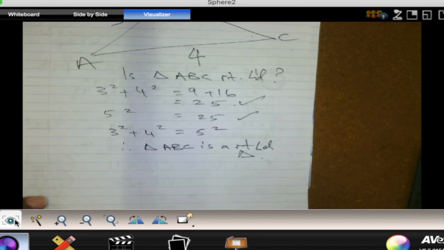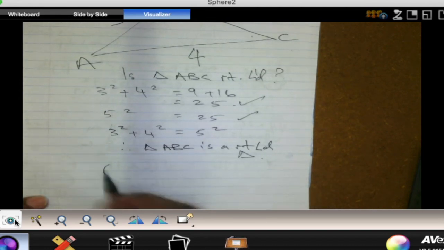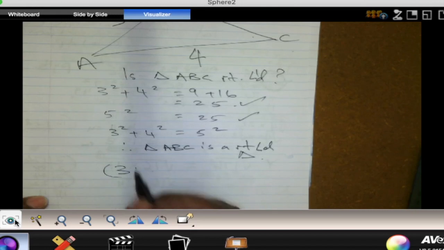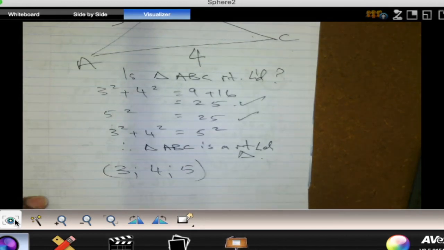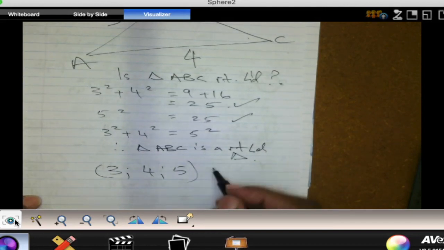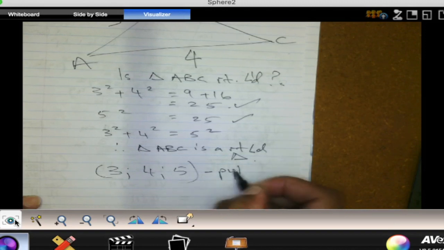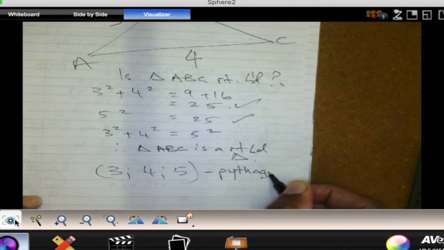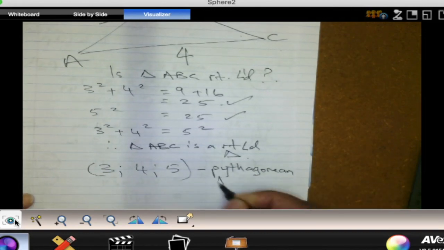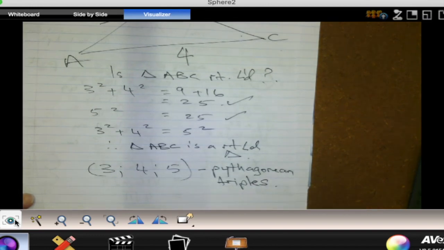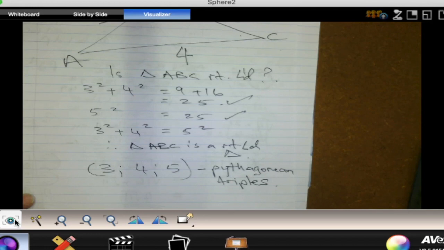Okay, guys, the numbers, because then these numbers become special. The smallest number there is 3, followed by 4, followed by 5. We can put them together like that in that ordered set, and then we call them Pythagorean. How many are they? There are 3, so let's call them triples, right? So these are Pythagorean triples.